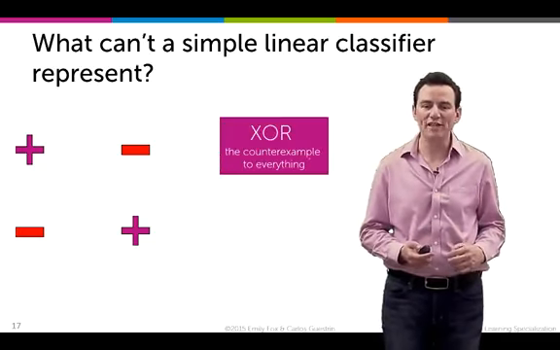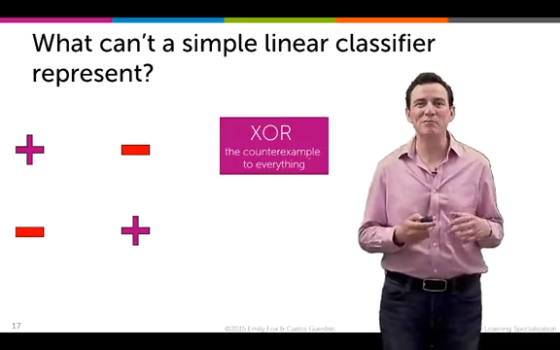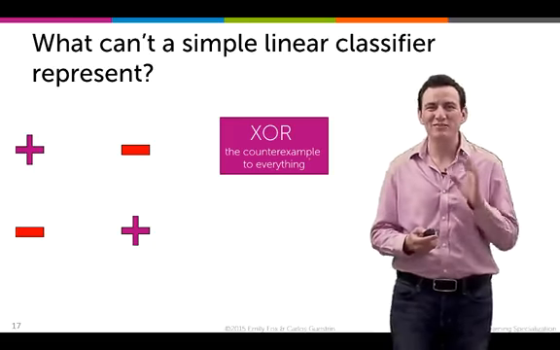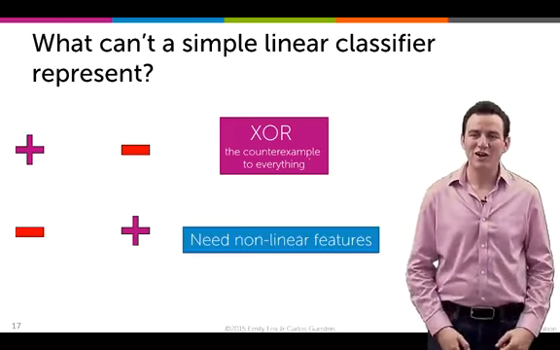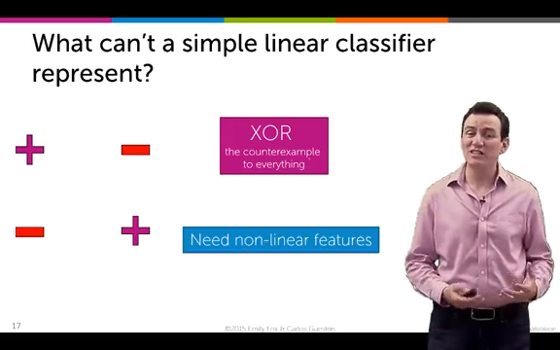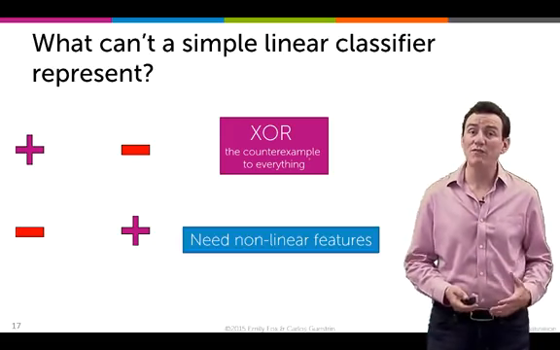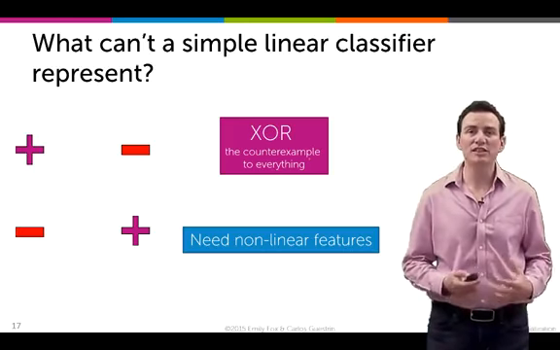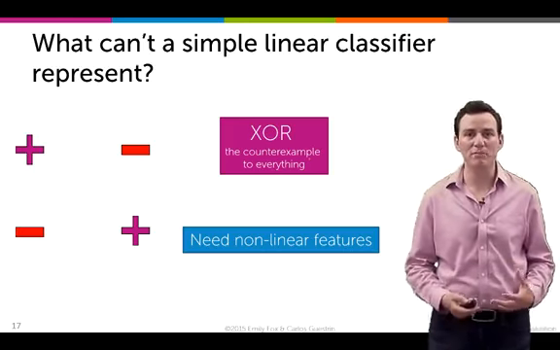This function is called the XOR. I like to call it the counterexample to everything. So whenever you're trying to find a counterexample, first thing to try is XOR. Now, for this case, the linear features that we described are not enough, and we need some kind of nonlinear features. And this is when neural networks come to play for real. And we'll see an example of that.